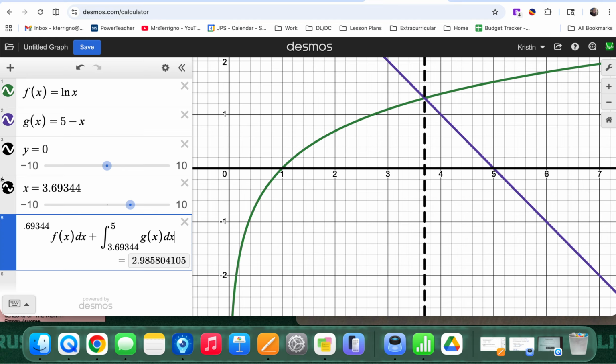But now I want to talk about an alternative, right? There's another way we could have gone about this problem, and either one would be considered correct. Let me just write this answer down: 2.986.